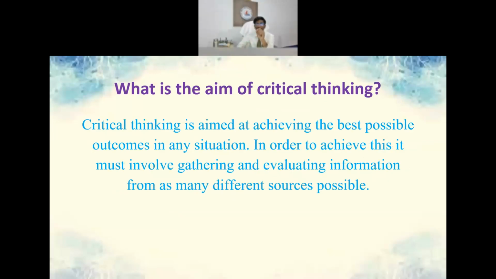What is the aim of critical thinking? Critical thinking is aimed at achieving the best possible outcomes in any situation. It is not in a normal situation where all are happy. For example, in some schools, maybe three sections are there: best students, average students and below average students. They put them into three classes and they teach.